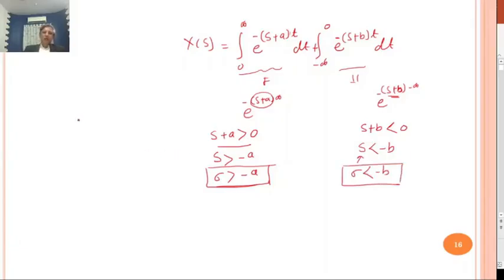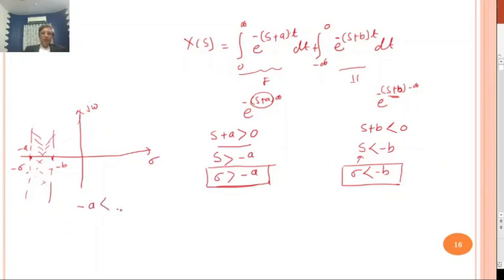Means we will draw the region of convergence on the s plane. This is sigma, this is j omega. For this, sigma is greater than minus a, and for this it is less than minus b. This is minus a. Means we can say the region of convergence for the first one is greater than minus a, and for the second term it is less than minus b. Means the region of convergence is greater than minus a and less than minus b.